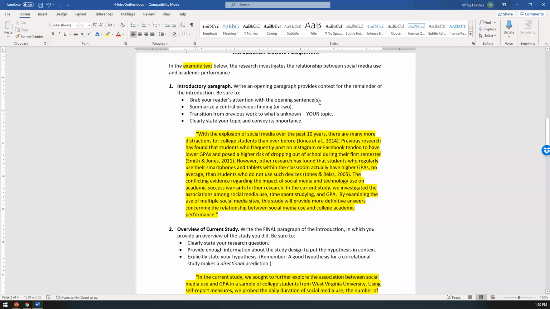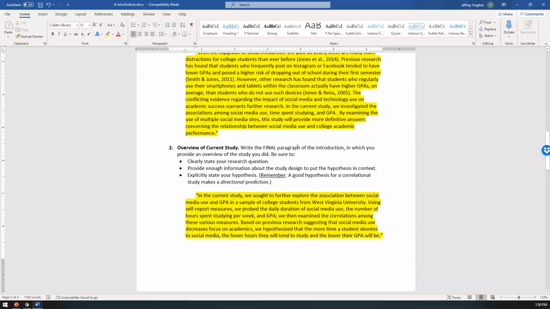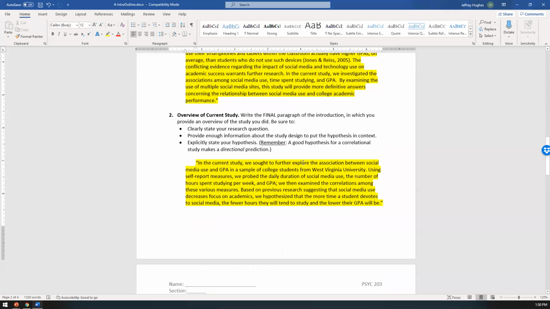All right, so that's the introductory paragraph. Let's move down to the overview of the current study. So this is actually the final paragraph of your introduction. We just have it after the introduction. Anyways, once again, we have it laid out here pretty clearly. Clearly state your research question, provide enough information, and state your hypothesis. And then once again, we have an example.